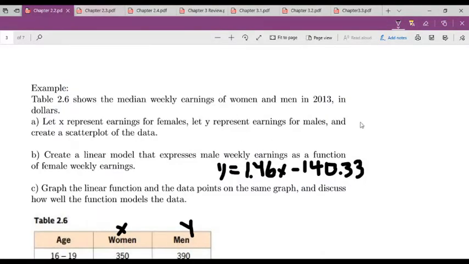Alright, so here we are right back at it. Filling this in, we already did A, did the scatter plot, created the best fit line. We had the equation y equals 1.46x minus 140.33. We graphed them on the same graph, and we discussed how well it fit the model. We said it fits okay. Not the best fit, it's not a perfect fit, it's an approximate fit, right?